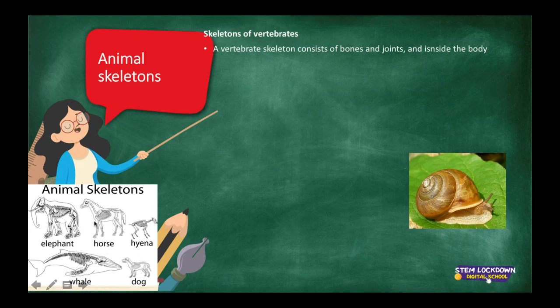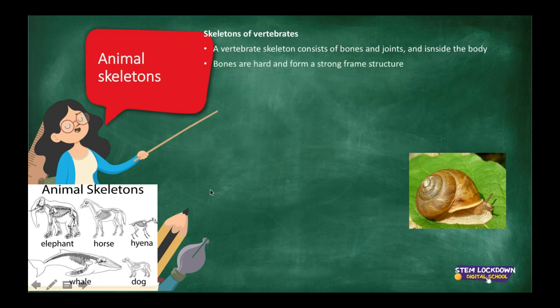The bottom picture. A vertebrate skeleton consists of bones and joints inside the body. A vertebrate is an animal which has bones. In our case here, the first vertebrate would be an elephant, and the second one a horse, a hyena, a whale, and a dog. As you can see, the picture shows the bones.